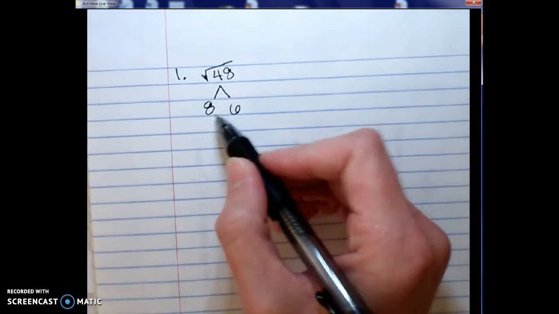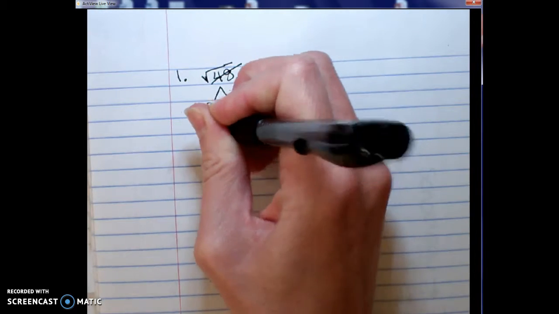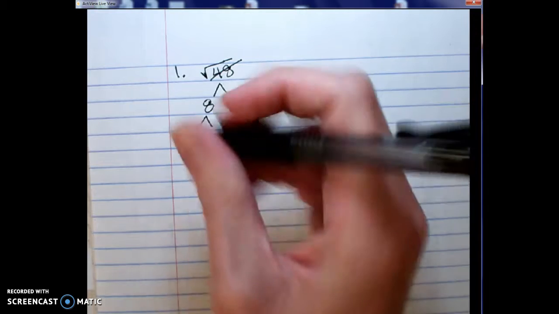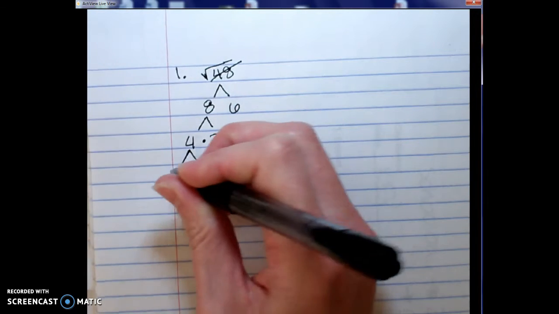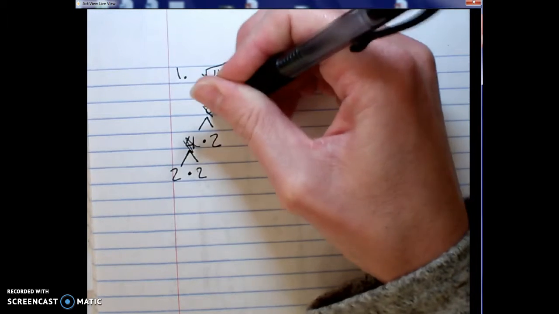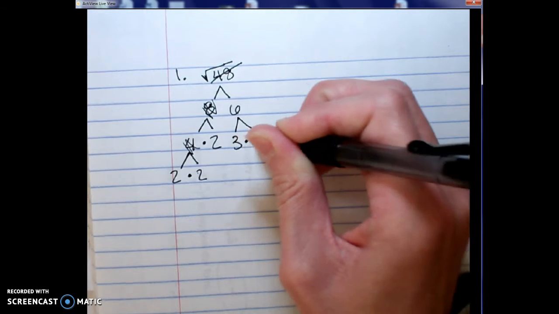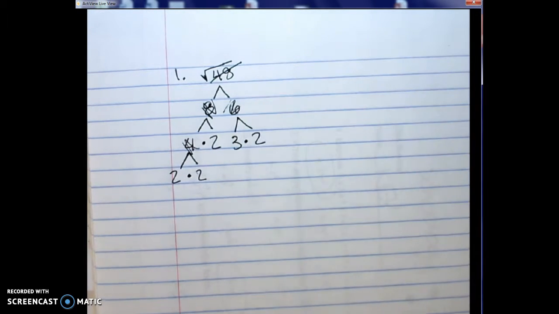So if we have 8 times 6, I'm going to cross off 48 because I broke it apart. I don't need it anymore. Now I'm going to break apart 8. 8 is what? 4 times 2. Okay? I can still break apart my 4 further. So 4 is 2 times 2. Okay, I'm going to cross off the 4 and I'm going to cross out the 8 because I broke both of those apart. The last thing I have to break down is the 6. So 6 is going to break down to be 3 times 2. Okay, and I'm going to scratch out the 6.